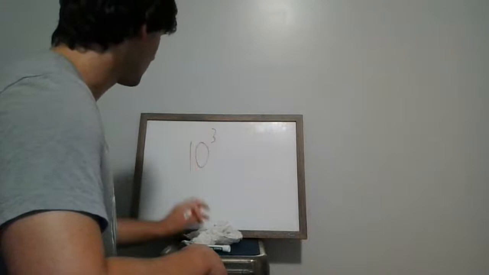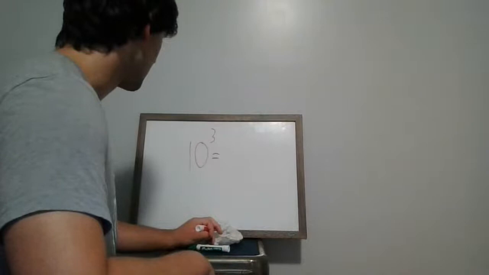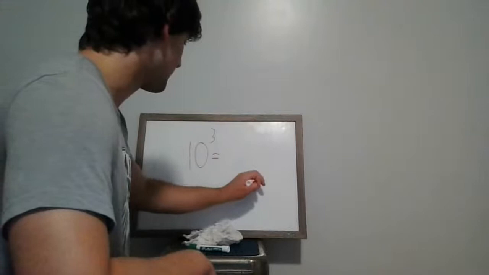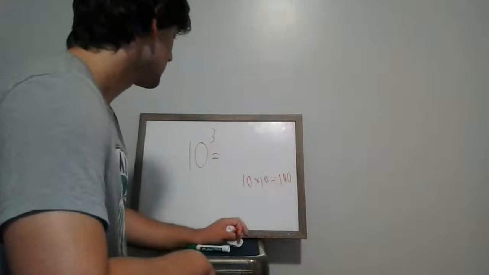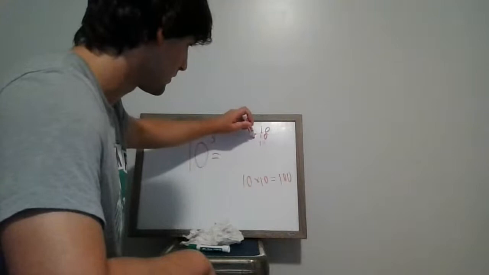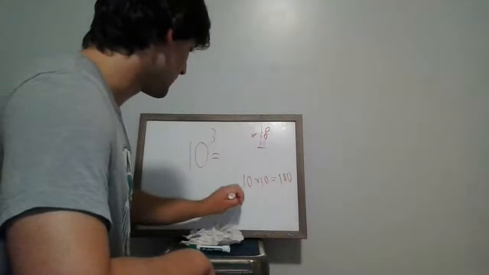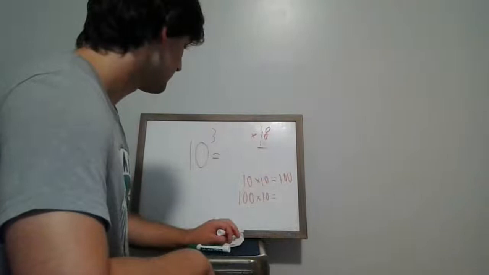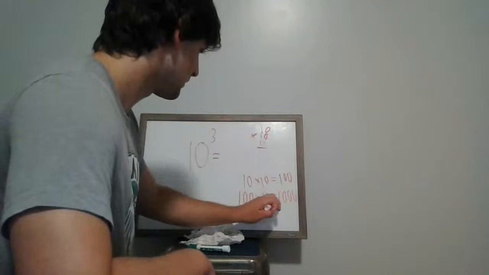Okay, final problem. 10 to the third power. So that means we're doing 10 times 10 times 10. So 10 times 10, everyone that knows their 10s fact family knows that 10 times 10 equals 100. Then we have to multiply 10 one more time because, remember, exponents are repeated multiplication, not repeated addition. So 100 times 10 equals 1,000. So 10 to the third power is equal to 1,000.